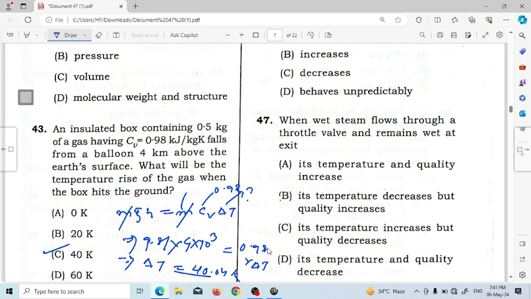And 0.98, this unit is kilojoule per kg Kelvin, so convert into joule, so we have to put 10 to the 3. So putting all the values, we can get the answer as 40 Kelvin.